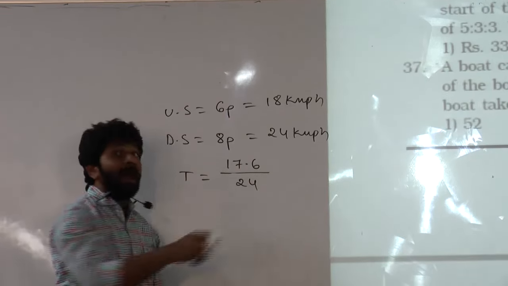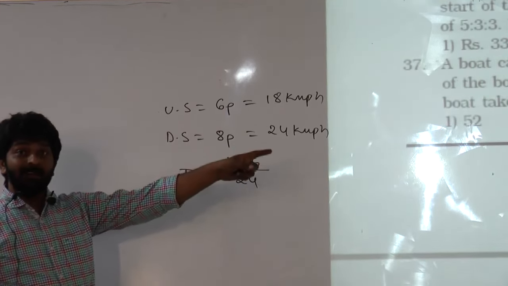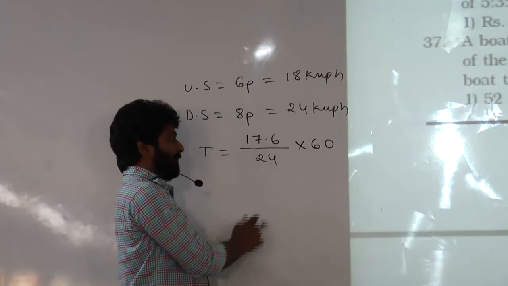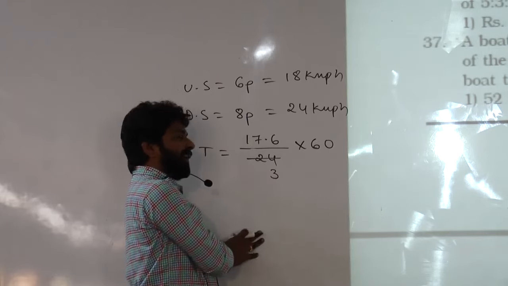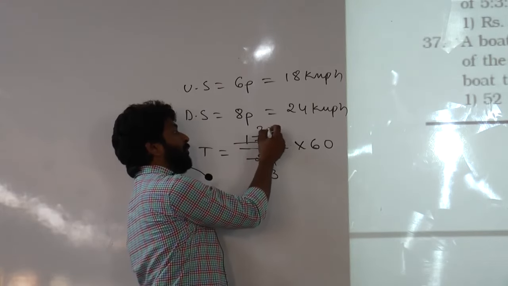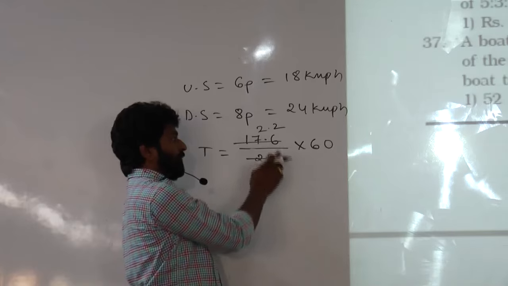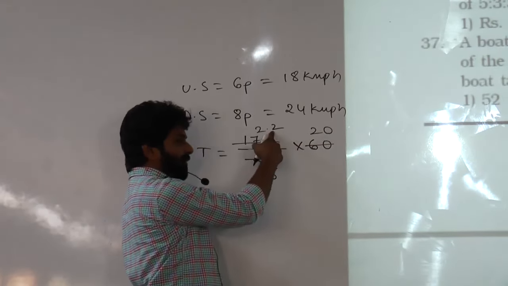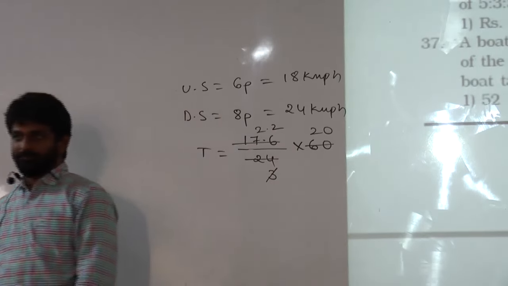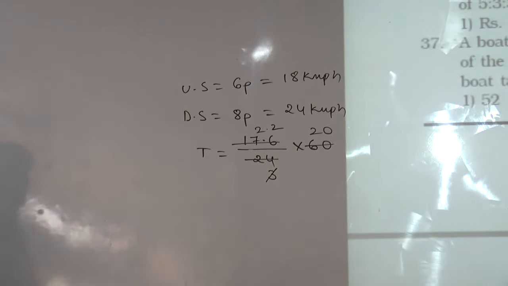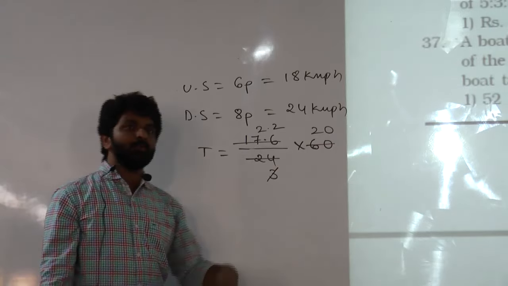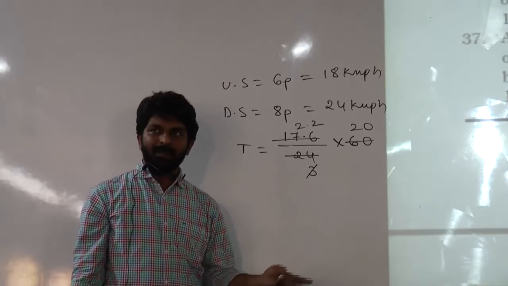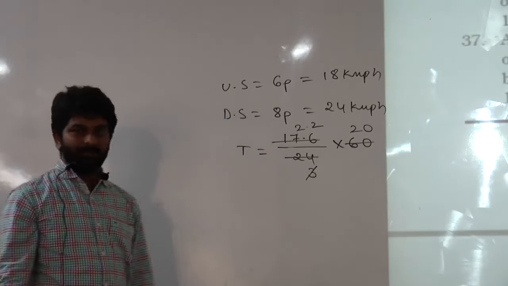You are getting time in hours, but you are asked about time in minutes, so multiply by 60. 8 times 3, 8 times 2.2. 17.6 by 8 parts is 2.2. That is a multiple of 11, and 2.2 is a multiple of 11. Your answer should be a multiple of 11, and you have only one such option.